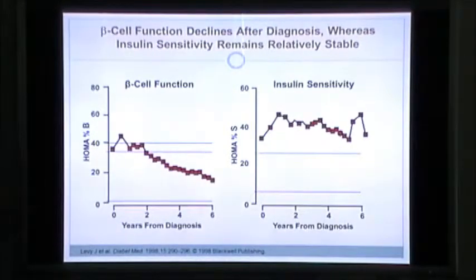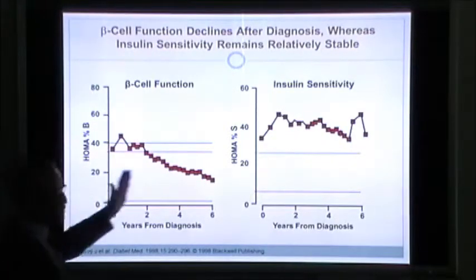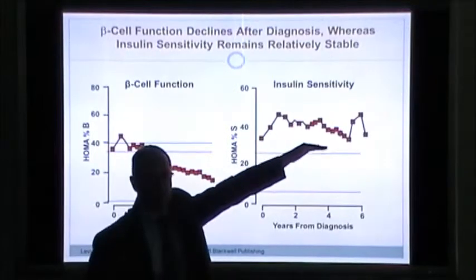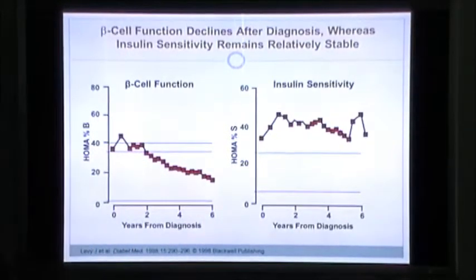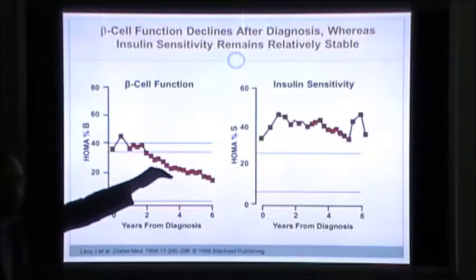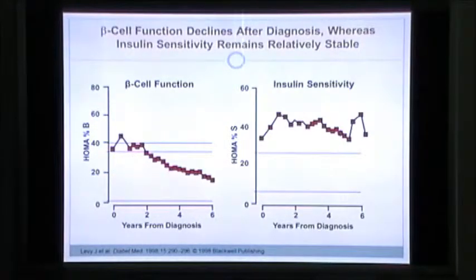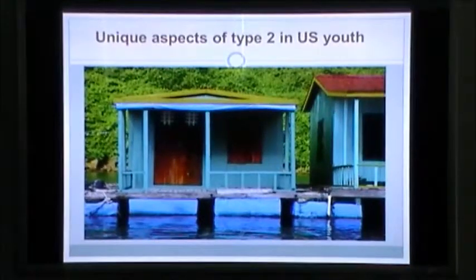So here's the same thing in adults, and what we see is that after diagnosis, insulin sensitivity doesn't change very much, but there is continued loss of beta cell function. So I think one of the messages in the last few years is that type 2 diabetes, as we were told in the first talk, is a disorder of beta cell dysfunction, perhaps set up by resistance. So in these ways, type 2 in kids is just like it is in adults, the same underlying physiology.